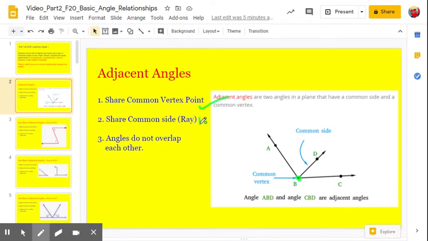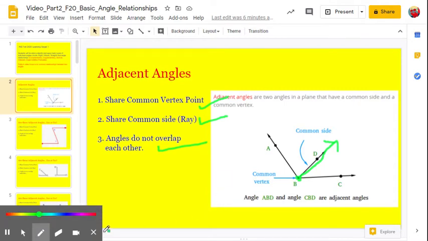They have to share a common side or a common ray. In this case, both of these angles share ray BD. They share that ray. And then the angles cannot overlap with each other. So change colors here. If I look at angle ABD, that's this angle. If I look at angle DBC, that's this angle. You see how there's no overlap between the two angles? They're side by side, but they do not overlap. So those three requirements must be met in order to have adjacent angles.